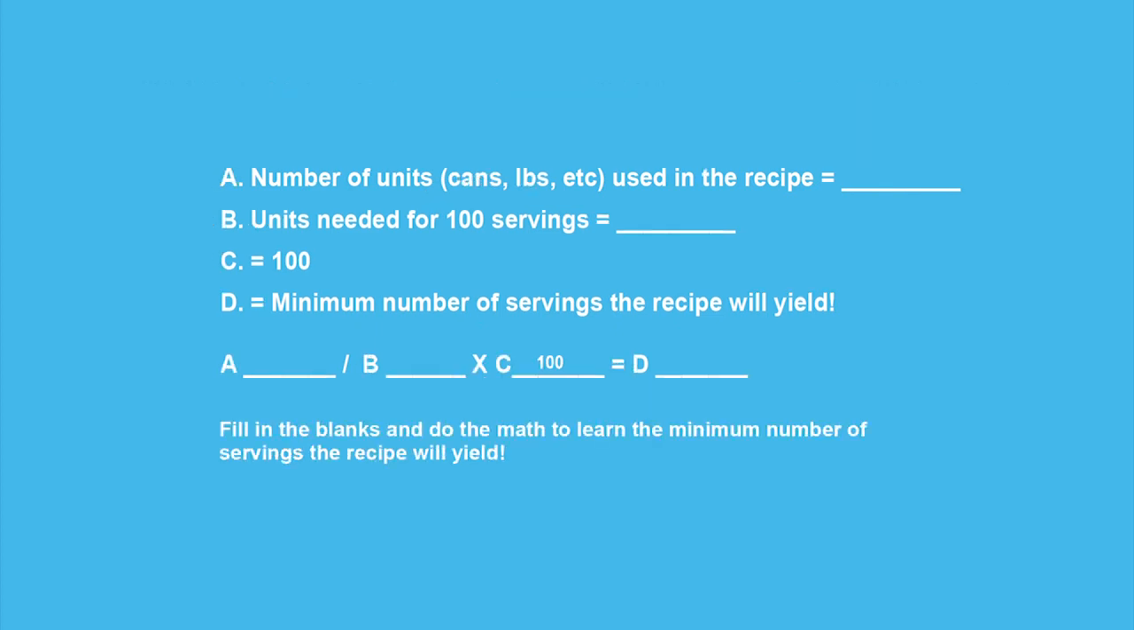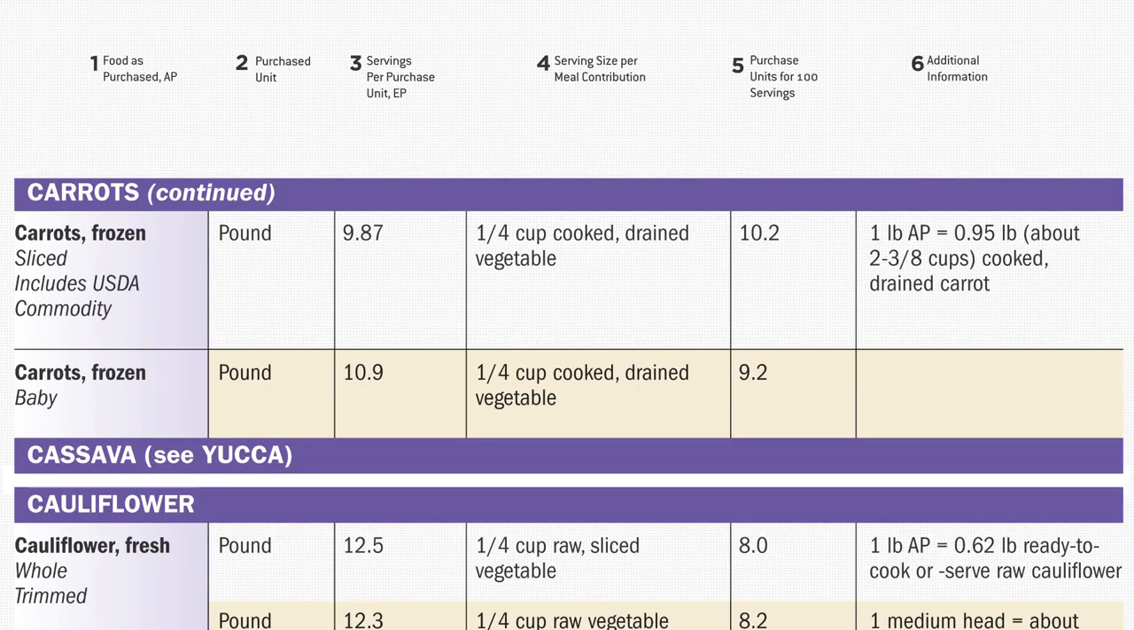Let's work through a few more examples for a variety of foods so that you can see that this procedure will work for all items in the food buying guide as long as you insert the correct numbers. Now let's look at how many half-cup servings of frozen carrots you will get from a recipe for 5 pounds, which is about the amount that will fit in a full-size 2-inch deep steam table pan. You can see in column 4 that the serving size per meal contribution is 1/4 cup. So refer to column 2 to find the purchase unit, which is pound, and to column 5 for the purchase units for 100 servings, which is 10.2 pounds.